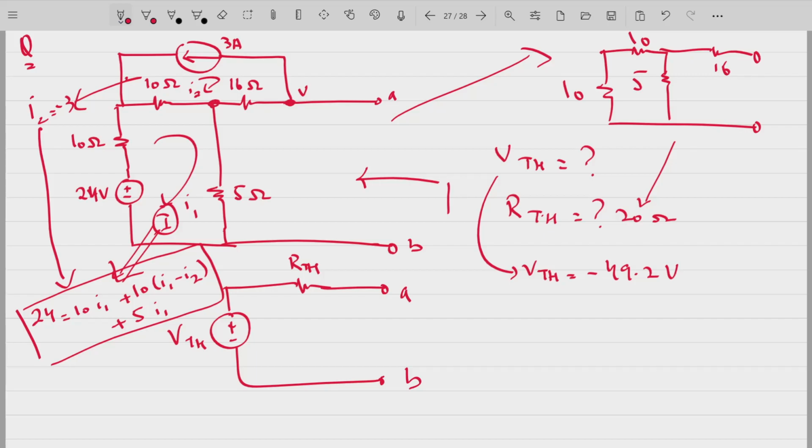ठीक है. आपको voltage across this 5 ohm resistance will be 5I1, but ये जो यहाँ से voltage drop होगा because of current I2 flowing through it, you will have to subtract that, find out the voltage at this point. That will be the voltage across this terminal.